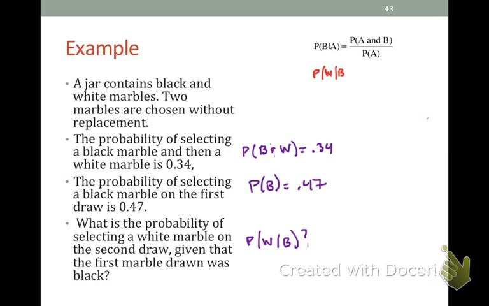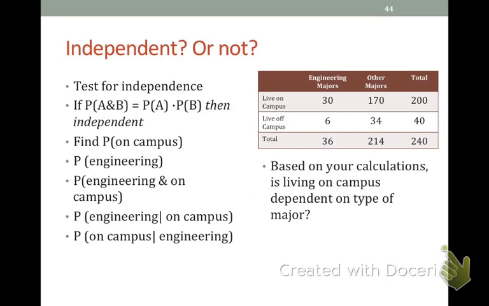All right? Now, use our formula. You now know B and W is 0.34, B is 0.47. What is the probability of white given black? Okay, go ahead and try to work it out. Okay, so hopefully you plugged in the values, solved, and figured out that the probability of white given black is 0.72. All right, we'll keep going.